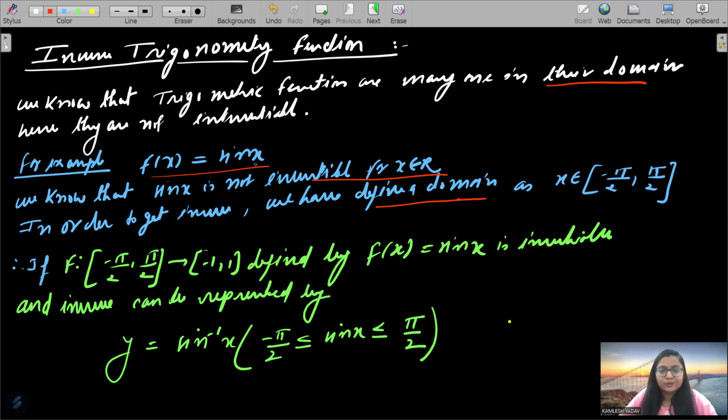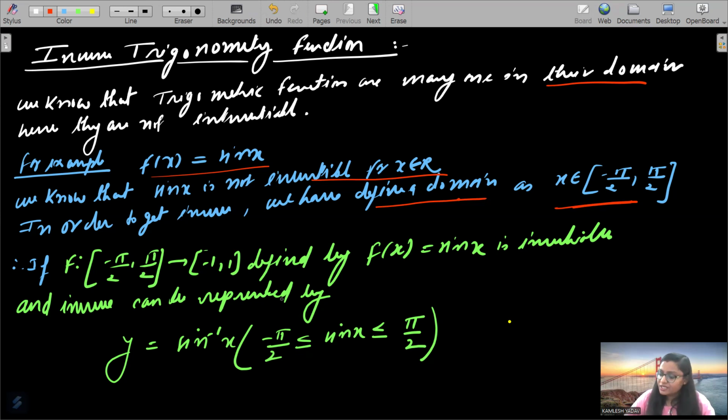Suppose f(x) = sin x. We know that sin x is not invertible when x belongs to R. So in order to get the inverse, we have to restrict the domain to x belongs to [-pi/2, pi/2], and the range is [-1, 1]. In this domain and range, the function f(x) = sin x is invertible.